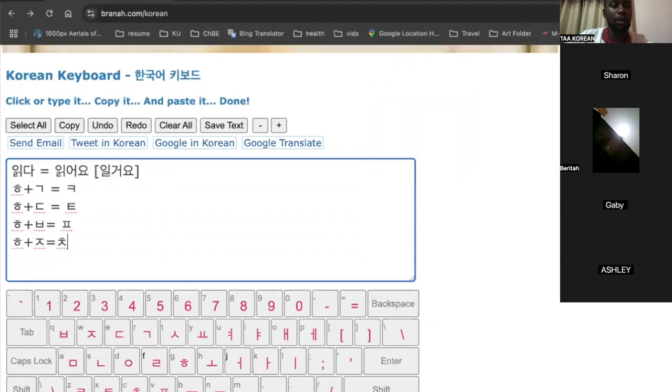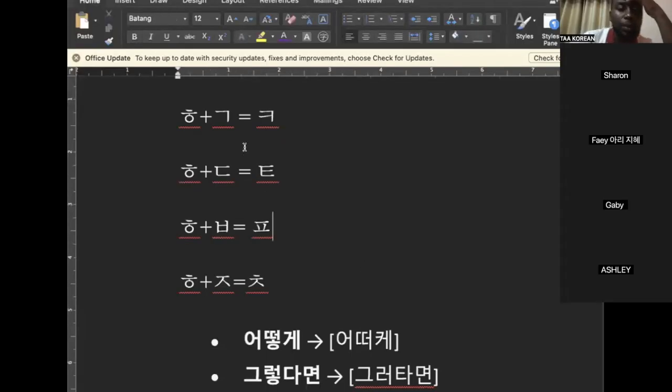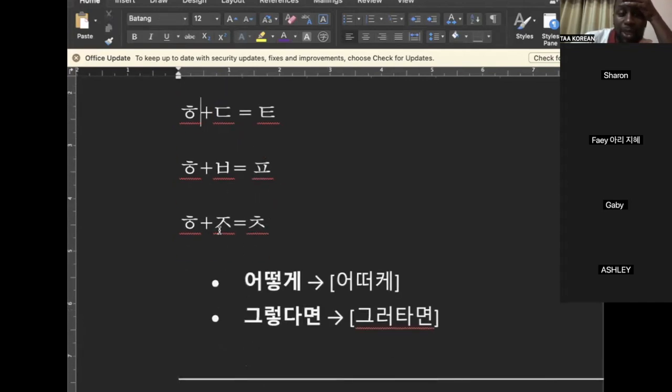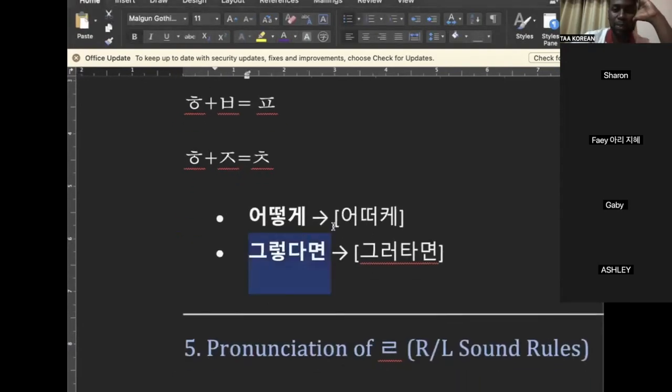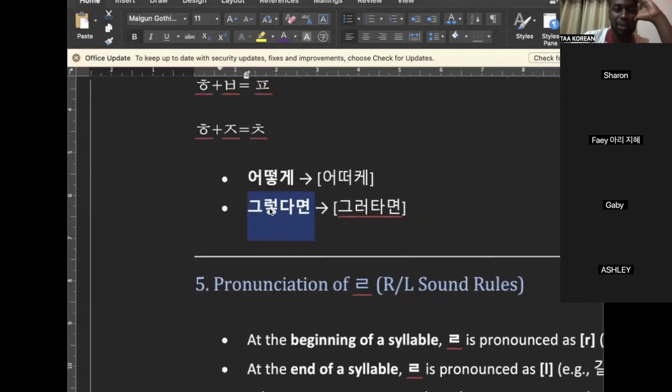Now, what does this all mean? Let's go back here. Right here, it forces them to become aspirated. Now, you guys see this? So when you have H plus G becomes K, H plus D becomes T, H plus B becomes P, H plus J becomes Ch. The Ch sound. I hope everyone understands. So H in the batchim position plus D becomes T. It becomes this when you're pronouncing, but the spelling remains like this. This is the spelling, this is the pronunciation in brackets.